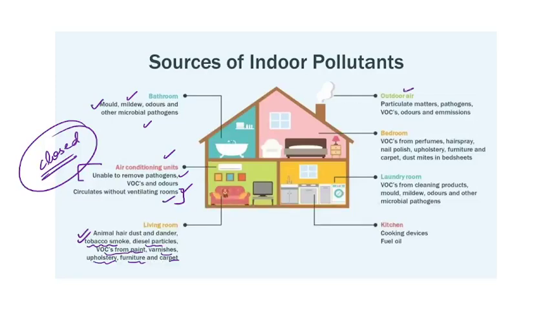Then, if I talk about outdoor air, it has particulate matter, pathogens, VOCs, odors, and emissions. Bedrooms have VOCs from perfumes, hairspray. Some people use high VOC level perfumes. All right, so you should avoid using it. Hairspray, nail polish, upholstery, furniture and carpet, dust mites, and bed sheets. Then laundry rooms also have VOCs from cleaning products. Then mold, mildew odors, and microbial pathogens. Kitchen has cooking devices and fuel oil. So you have pollution everywhere around you. So you can't say that my house is pollution free.